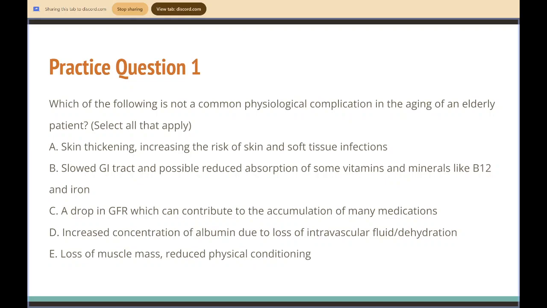So this is a select all that apply. And know that on the Naplex, it can be one, all, or anything in between. And I've mentioned that both RxPrep and Past Naplex Now do a really good job in not setting up patterns in the questions.